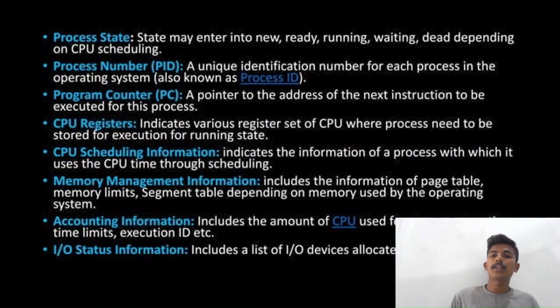So next one is accounting information. This accounting information includes the amount of CPU used for process execution, time limits, execution ID, etc. The last one is input output status information. This input output status information includes a list of input output devices allocated to the process.